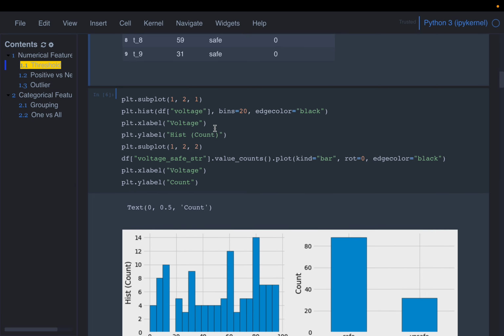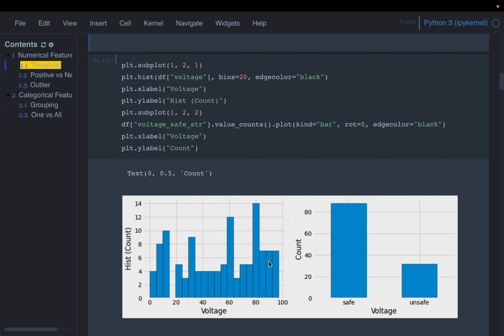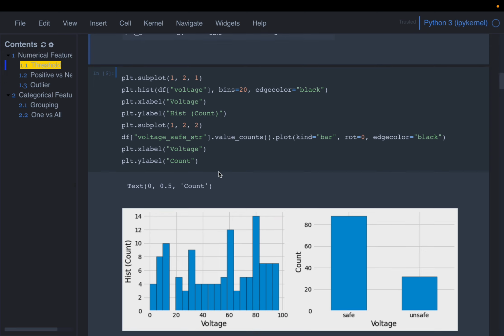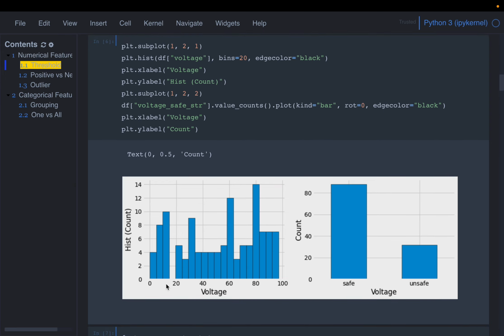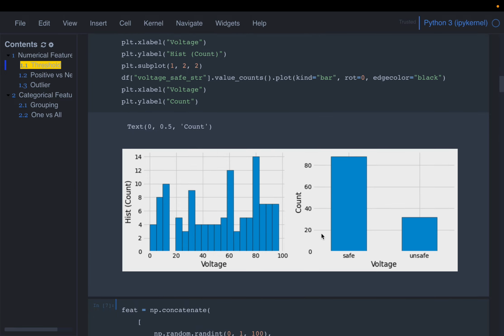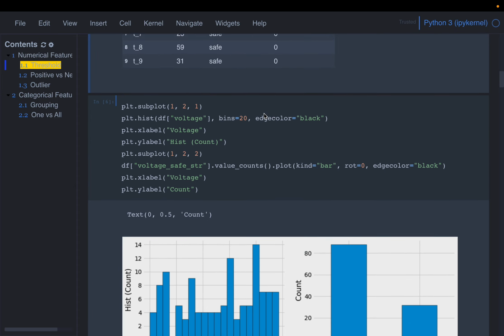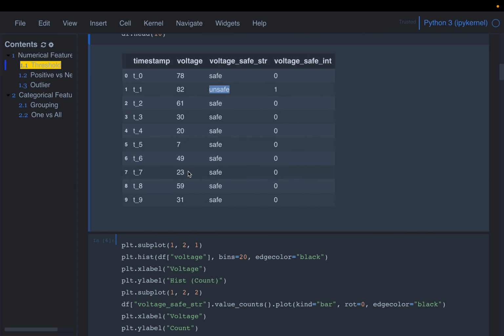Here we are just plotting the data. So this is our raw data as it is. As I mentioned, we have generated 120 data points, and the voltage is between 0 and 100 volts. This is the histogram. Out of these 120 data points, about 90 times the machine is operating under safe conditions, and the remaining 30 times it is operating unsafe. So we have transformed this continuous numerical variable into a binary variable with values only 0 and 1.